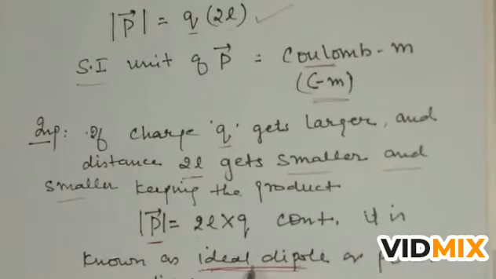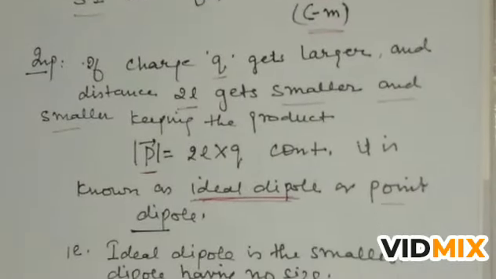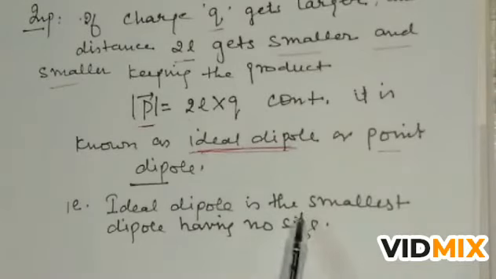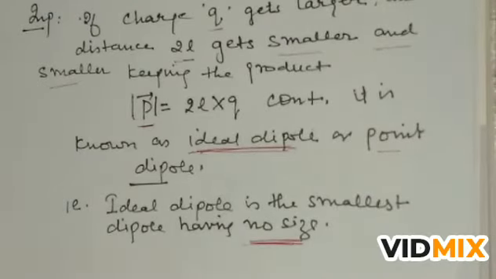So what is the condition for ideal dipole? The ideal dipole is a point dipole. Ideal dipole is a point dipole, and it is the smallest. Ideal dipole is the smallest dipole having no size. This is the property of ideal dipole. So if the charge Q gets larger and the distance between them gets smaller and smaller, keeping the product constant, in this case we get an ideal dipole or point dipole. This is very important. It is sometimes asked in competitions also, what is the ideal dipole? So ideal dipole is a point dipole or dipole having no size. This is the answer of this question.